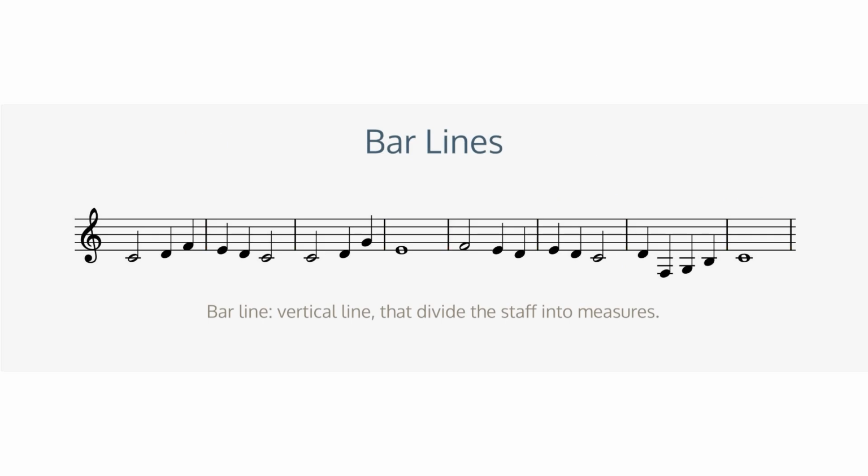Bar lines are vertical lines that divide the staff into measures. They help musicians keep track of where they are in the music.